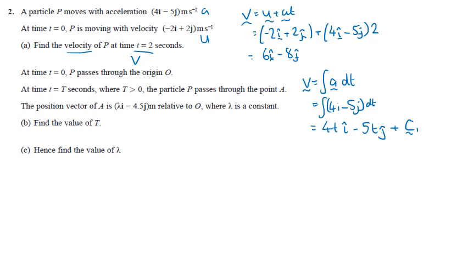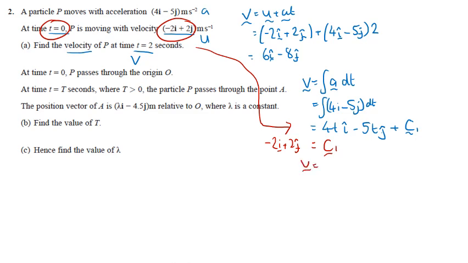So what do we know? We knew that at t equals 0, the velocity was minus 2i plus 2j. So we're going to use that piece of information in here now. So we get minus 2i plus 2j for v. We substitute in t equals 0. That means that both of the first two terms, the 4t and the 5t, cancel. So we get straight away that c1 is minus 2i plus 2j.